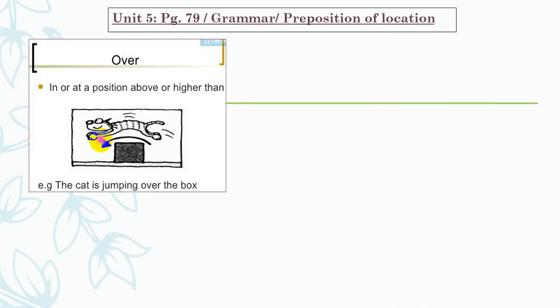Over. Now, in or at a position above or higher than. Now remember, in on, the apple was on the box. It was in contact with the surface of the box. But here, when something is above the surface, it is not touching the surface. It is higher than the surface. So we say it's over or above. Okay. So the cat is jumping over the box.